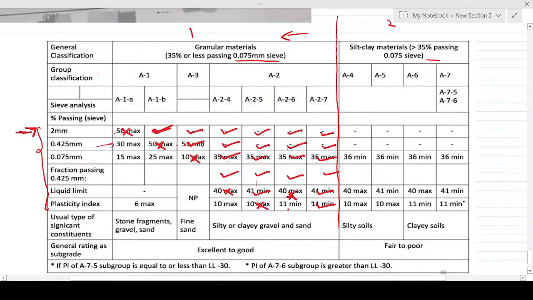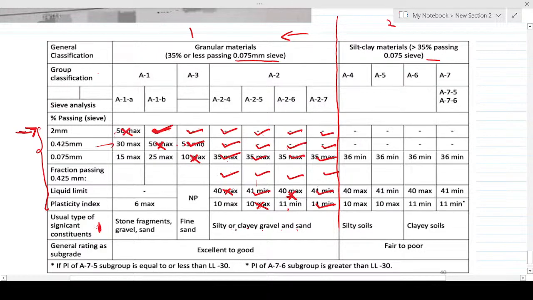Then we have to read off our values. So in here you can be asked to classify the soil based on the usual type of significant constituent materials. Meaning that for this particular soil, when we classify the soil based on this box, you say that the soil is silty or clayey gravel and sand.